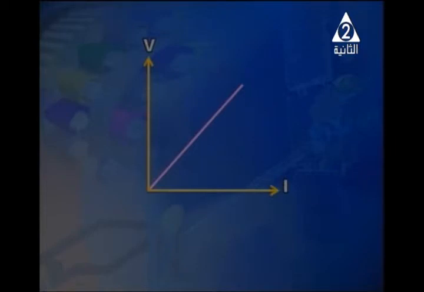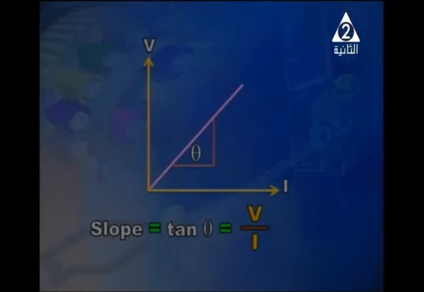The slope of the graph, what about the slope? It is tan theta, which is opposite over adjacent. So it is potential difference V over current intensity I, and it will give the resistance of the conductor. It is equal to R.